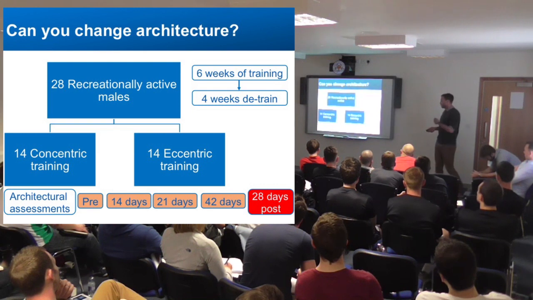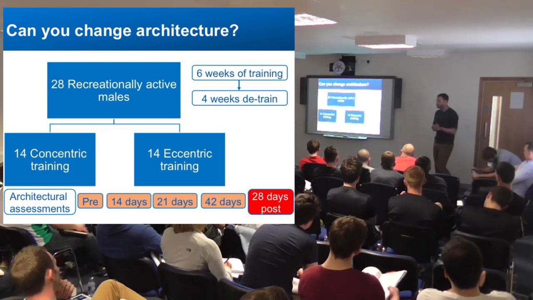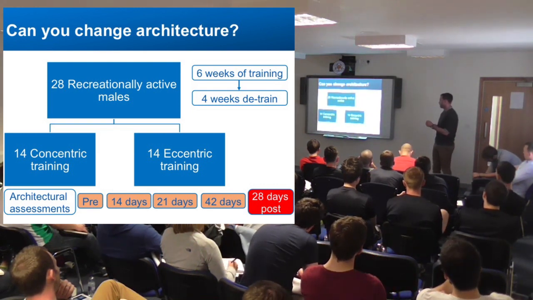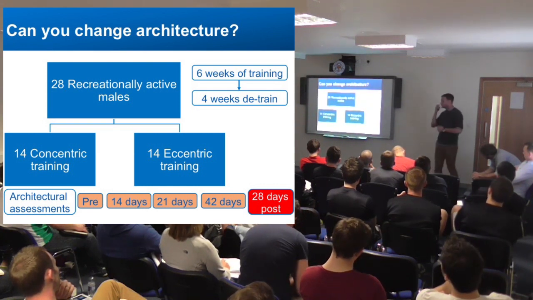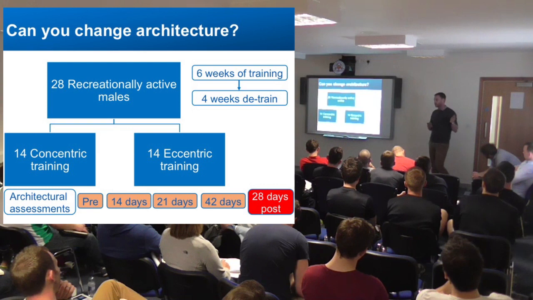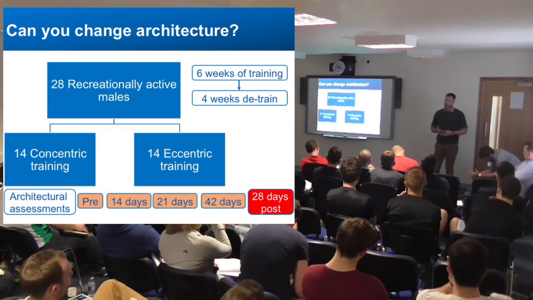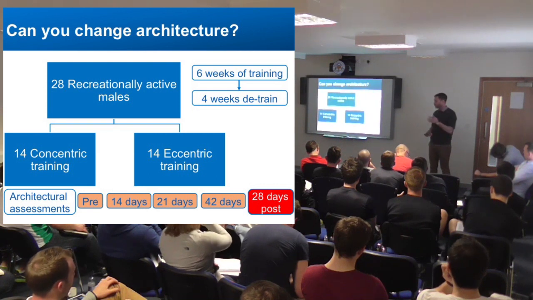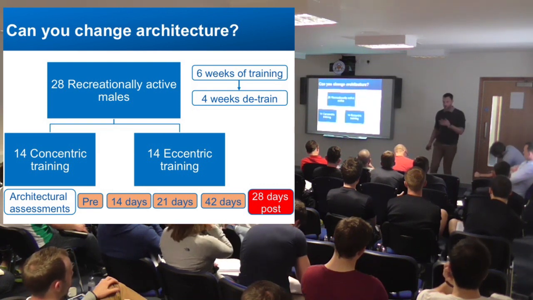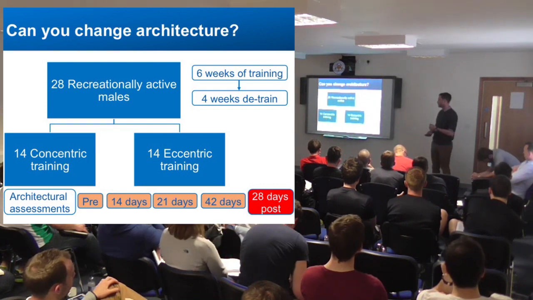So we got 28 blokes who spent 6 weeks in the lab with me. Dave was one of them. We split them in half. So 14 did concentric training only on the dynamometer, and 14 did eccentric training on the dynamometer. It's all in a seated position, an isotonic dynamometer through 90 degrees of knee flexion, so it's actually quite a long length when you get out to full extension.